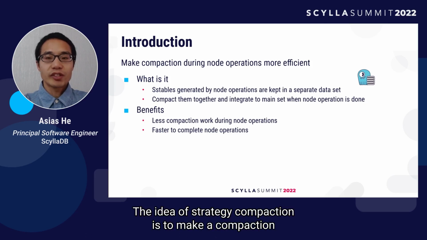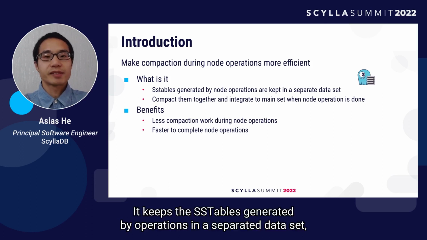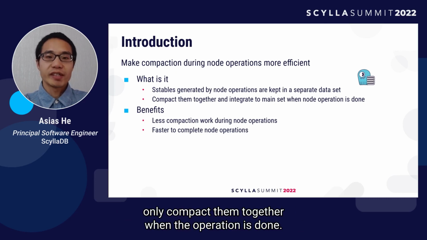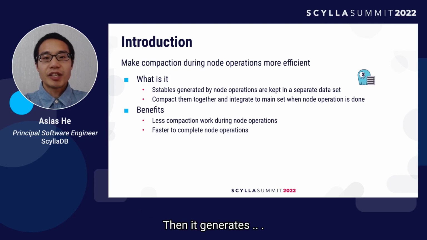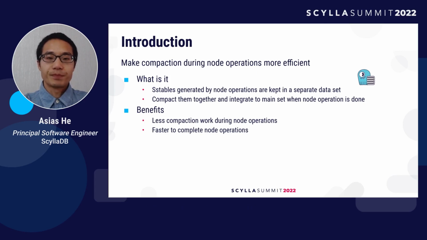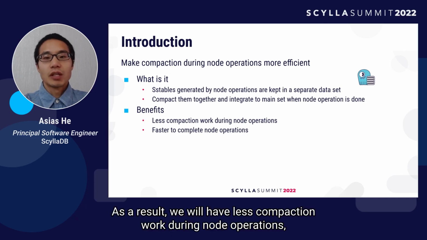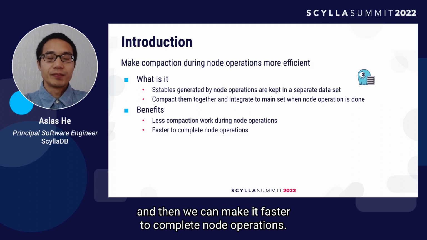The idea of off-strategy compaction is to make compaction during node operations more efficient to speed up the node operations. It keeps the SSTables generated by operations in a separate dataset, and only compacts them together when the operation is done. Then it integrates the new SSTables into the main set. It is more efficient this way than adding the SSTables into the main set as soon as they are generated. As a result, we will have less compaction work during node operations, and we can complete node operations faster.